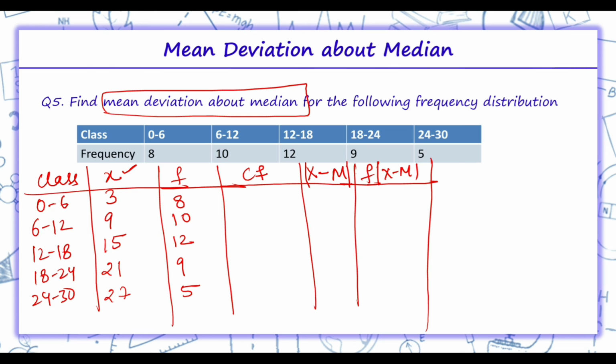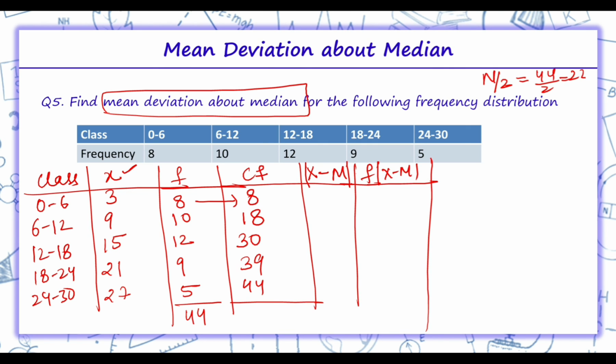The formula will be the same; only the median formula, which I said before, will be used for finding the median. So cumulative frequency: 8 as it is, then 8 plus 10 is 18, 18 plus 12 is 30, 30 plus 9 is 39, then 44. So the summation of f is also 44. Now as we have to calculate median, I'll first find n by 2, which is 44 by 2, which is 22.